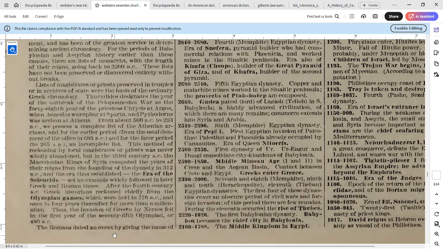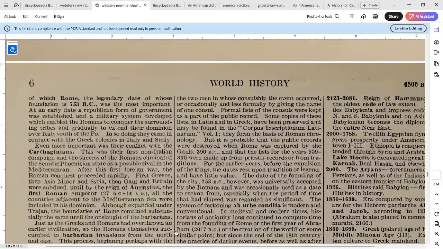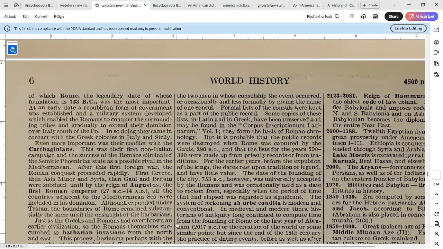The Romans dated an event by giving the name of the two men in whose consulship the event occurred, or occasionally and less formally by giving the name of one consul.